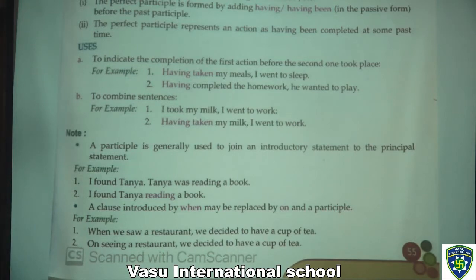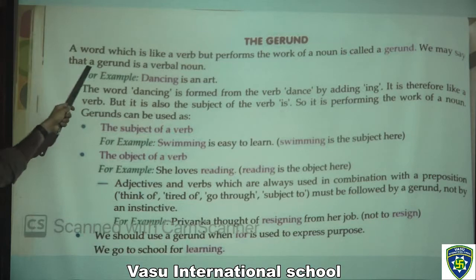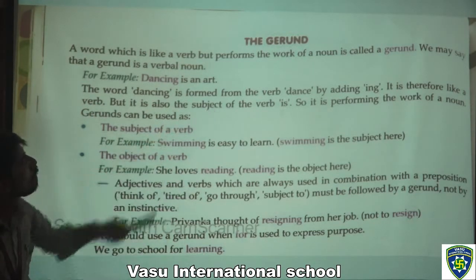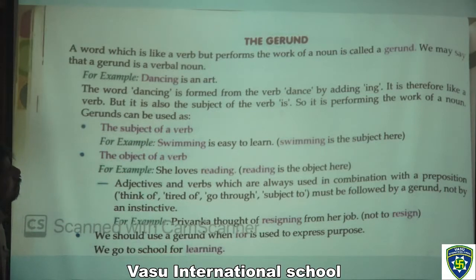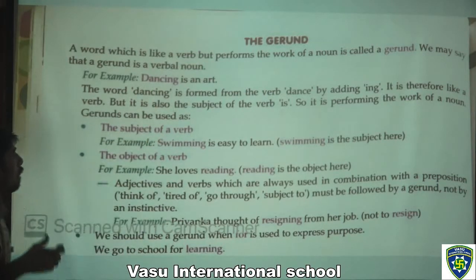So next page. On the next page, we have the gerund. How can we form the gerund? The definition is: a word which is like a verb but performs the work of a noun is called a gerund. We may say that a gerund is a verbal noun. Now for example, we have: dancing is an art.